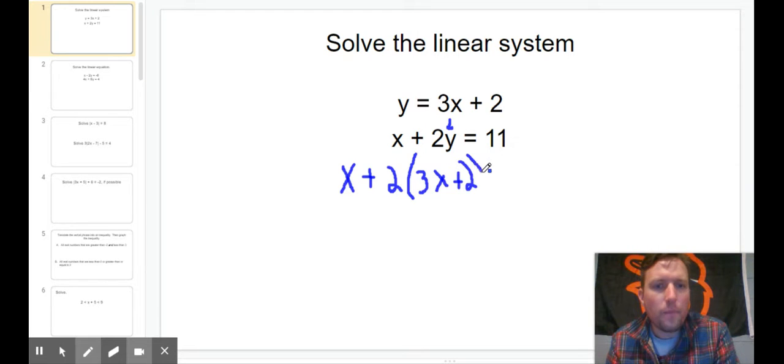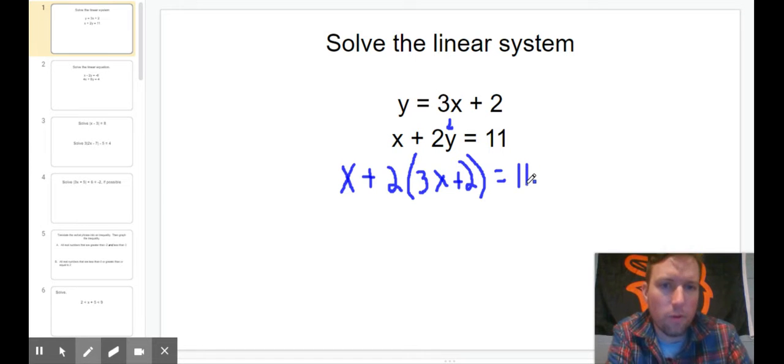Now what this has allowed me to do is go from two variables, the x and the y. Since I've substituted in the value of y, I have only one variable, x. I have x here and x here. Now I can solve for the value of x. Same thing that we've been working on.